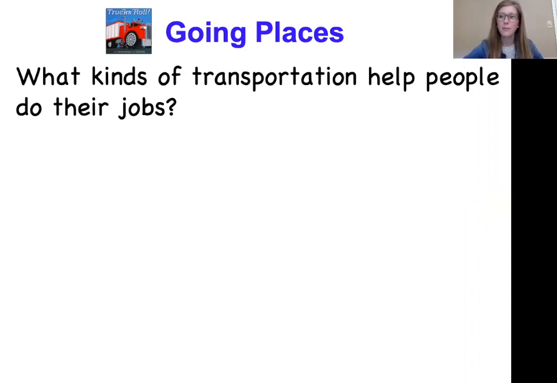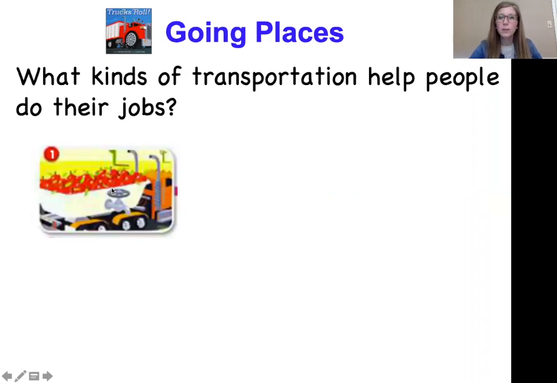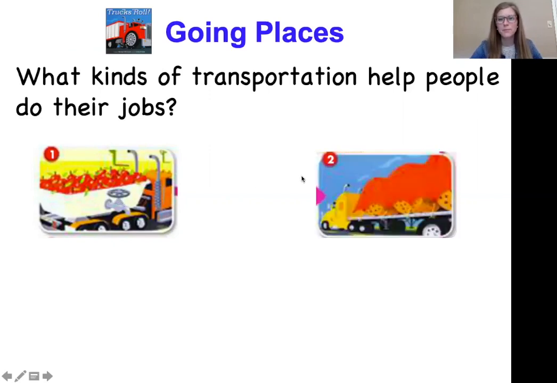Last week, we read half of this story called Trucks Roll. And we asked the question, what kinds of transportation help people do their jobs? To help us answer that question, we read the first half of the story, and we learned many different things. We learned that trucks help people do their jobs by hauling different things. We learned that trucks haul food, like these apples that were going to be turned into apple juice. We learned trucks hauled these chocolate chip cookies, and the dispatcher calls the truck driver to tell it when to go and where to go.